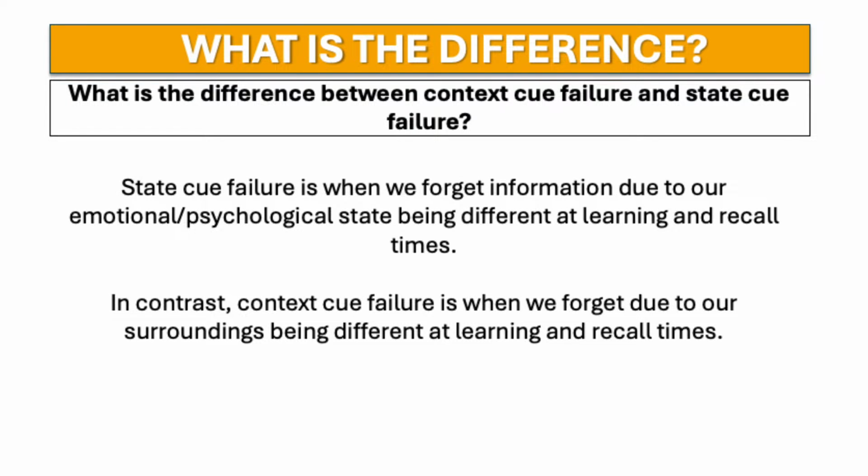Let's have a look at what we had at Tutor to You. So state cue failure is when we forget information due to our emotional or psychological state being different at learning and recall times. And in contrast, context cue failure is when we forget due to our surroundings being different at learning and recall times.